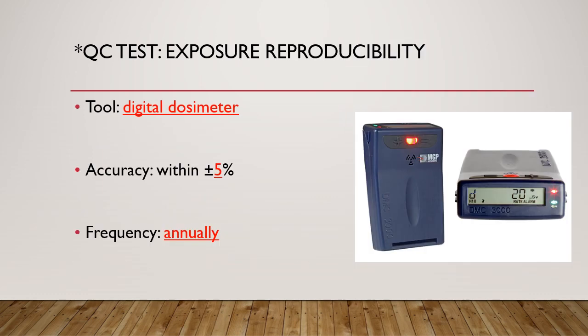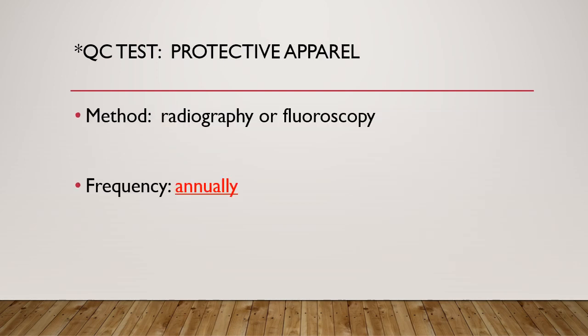Exposure reproducibility also uses the digital dosimeter, and accuracy for this is plus or minus 5%. The frequency is annually for this test tool as well. For this one, we're going to use the exact same mA at the exact same time and get the same mAs, and the result is the same exposure on the image.